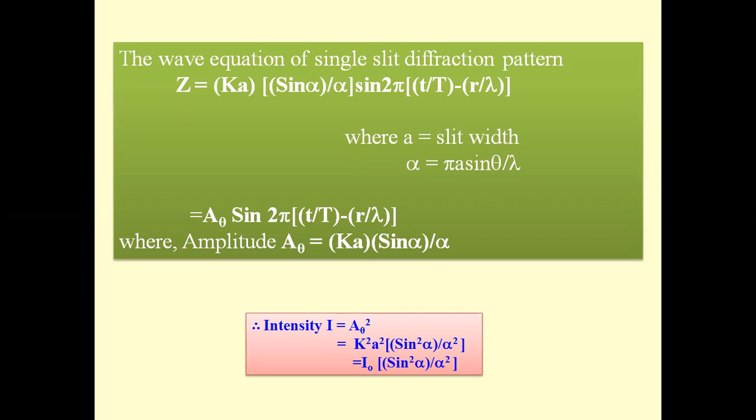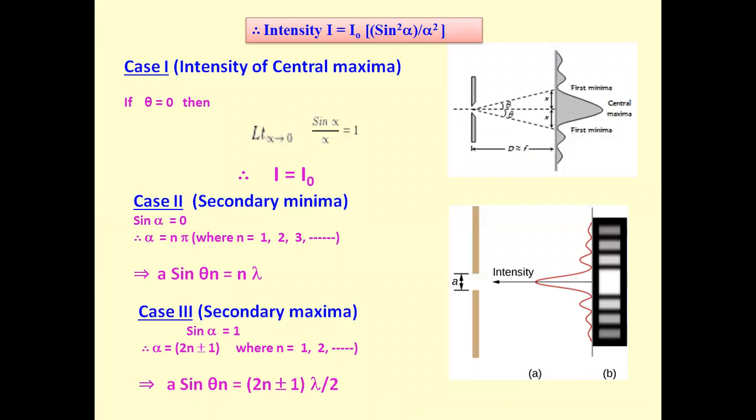So the intensity will be proportional to amplitude squared. So here is the intensity value, that is I naught sin square alpha by alpha square. Now we have to calculate the intensity of the central maxima, the position of the secondary minima and the position of the secondary maxima. So to know the intensity of the central maxima, theta is equal to 0. This is the diffraction pattern of the single slit Fraunhofer diffraction.